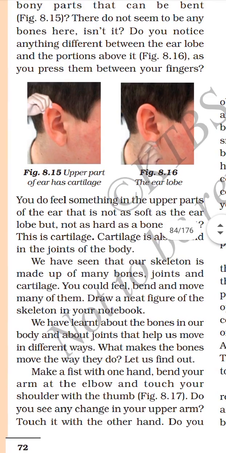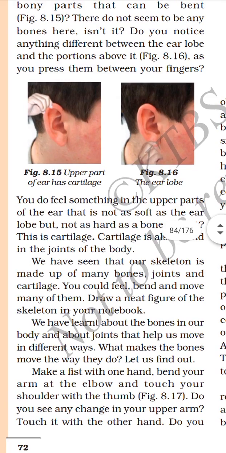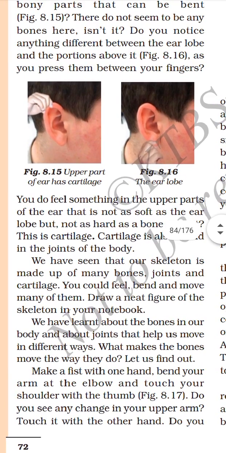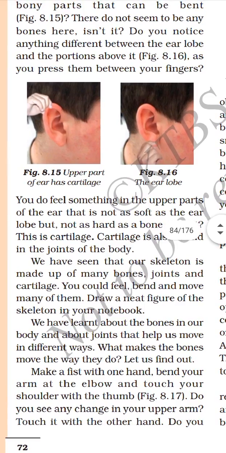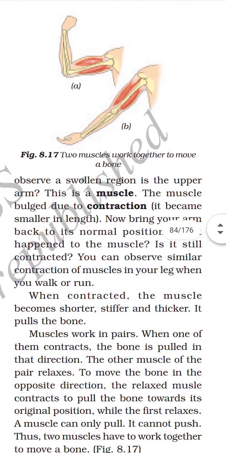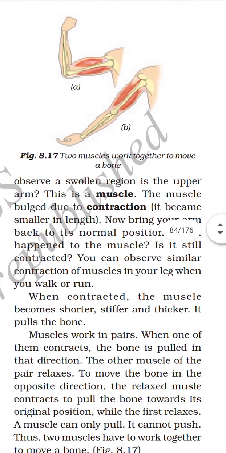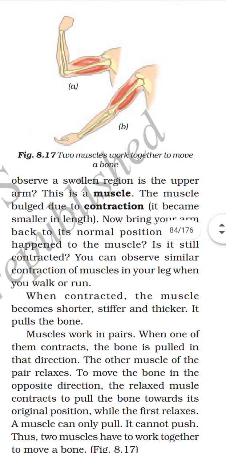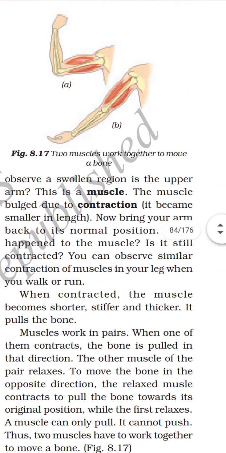Make a fist with one hand and bend your arm at the elbow and touch your shoulder with your thumb. Do you see any change in the upper arm? Touch it with the other hand. Do you observe a swollen region in the upper arm? The muscle bulged due to contraction.